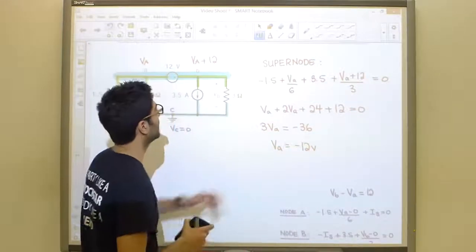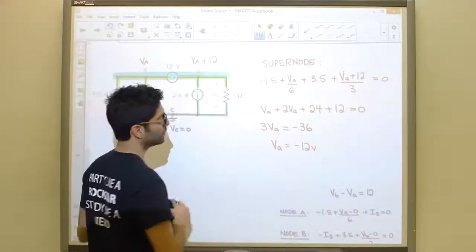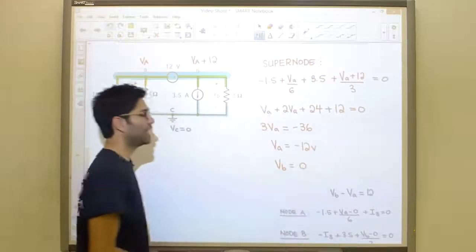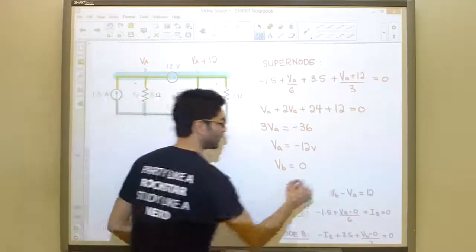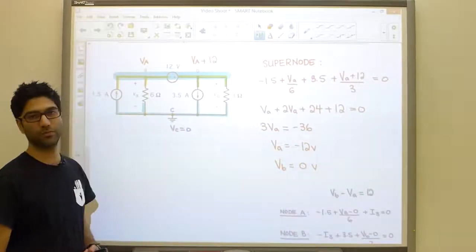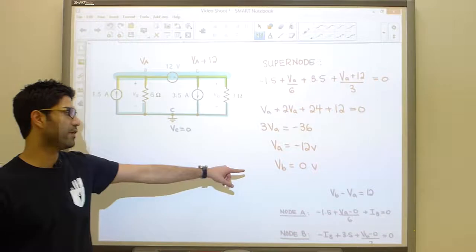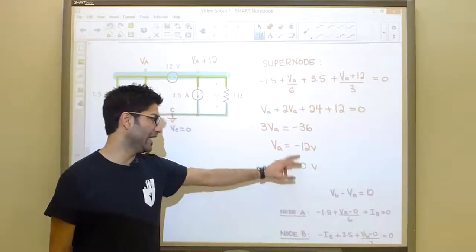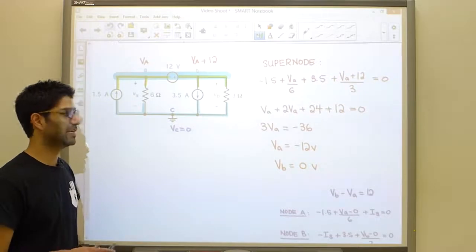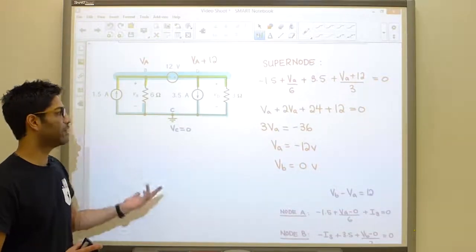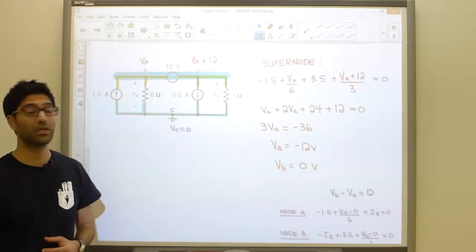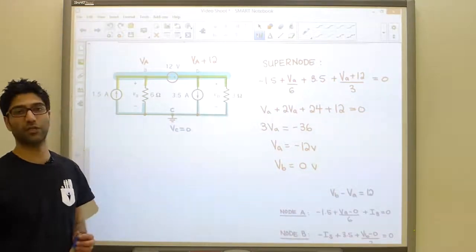And if VA is negative 12, then VB is 0 volts. And even though that is not a typical voltage value you find, it is in fact the correct value. If you solve for VA and VB using these 3 equations, you will get the exact same result. It is possible to have a 0 voltage at some other node. In fact, we're going to see this when we do some balanced 3-phase circuits.